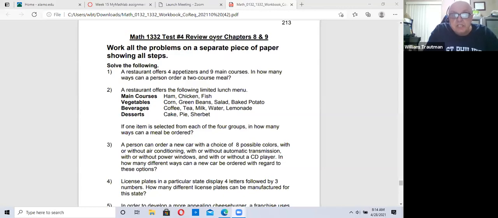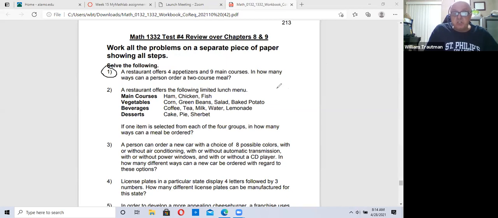All right, this is the test 4 review. I went to the test and then I went to this review. And once again, this review is on page 213 of the workbook. It's way down at the bottom of the workbook. And then I picked questions that were similar to the ones that are on the test. Number 1 is very similar to a question that's on the test.